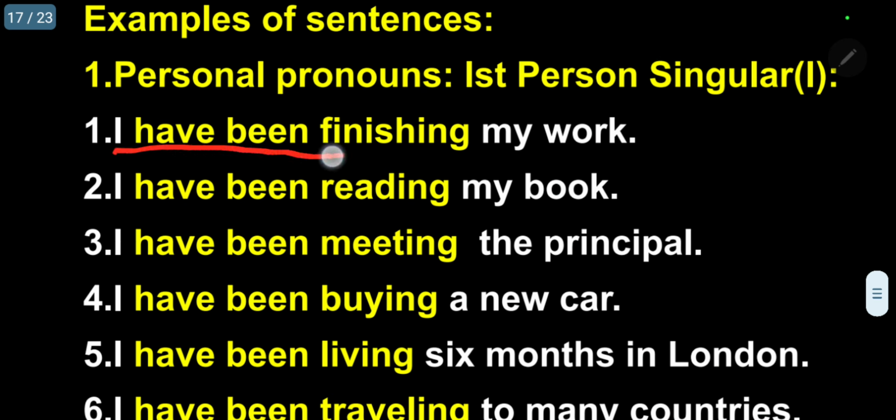I have been finishing my work. நான் எனது வேலையை முடித்துக் கொண்டிருக்கிறேன்.